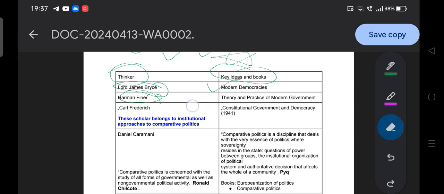So these are the above scholars who belong to the institutional approach to comparative politics. Here you will ask me, sir, how can I remember all these books? There is one solution: you need to practice these things, because these are factual things. There is no need for understanding.